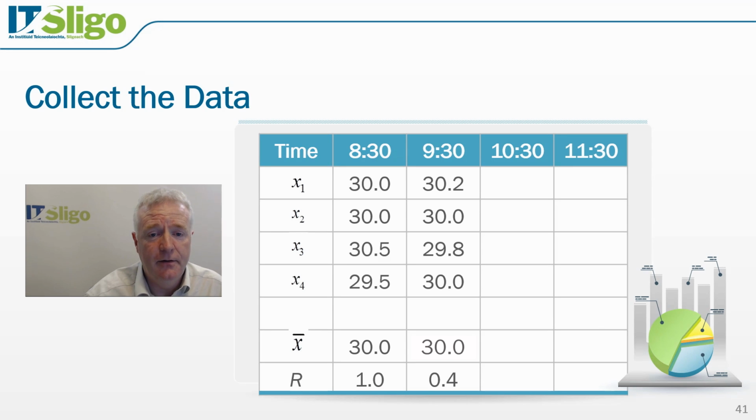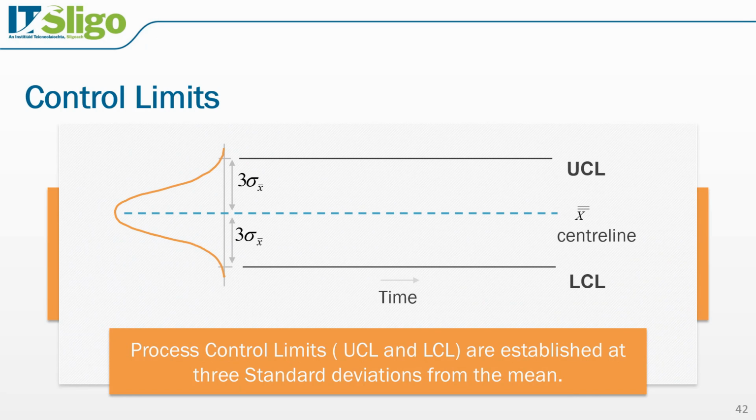We will gather data on our process at hourly intervals and calculate the mean and range at each of these periods. In this way, the average of all those X-bars will become our center line, and the variation, plus and minus 3 standard deviations above and below that, will become our upper control limit and lower control limit.